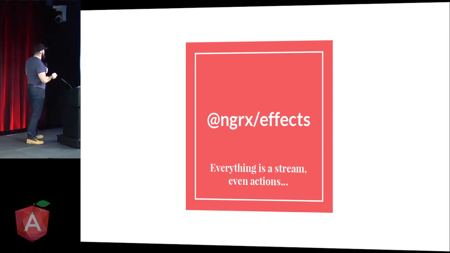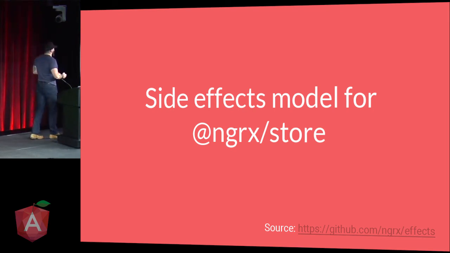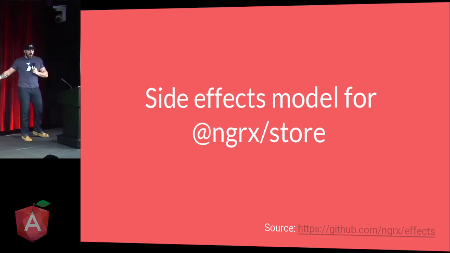So everything is a stream, even actions. So effects, the side effects model for ngrx. It's action in, action out. It means that if I perform a certain action, I can implement an effect that is going to look for these actions to be triggered. And if it's one of these actions that I'm interested in, then it can fire up other actions. So you have kind of a waterfall, a ripple effect of sorts.